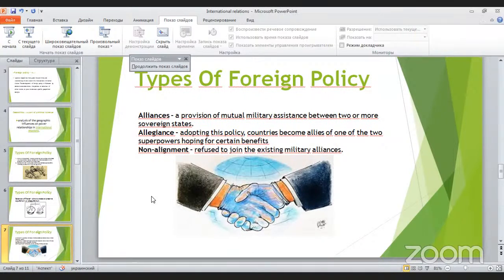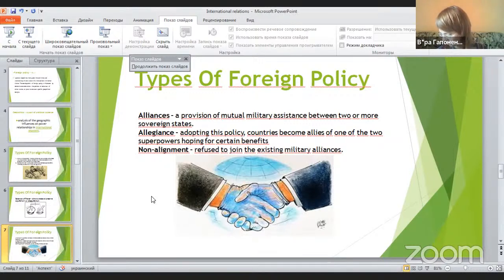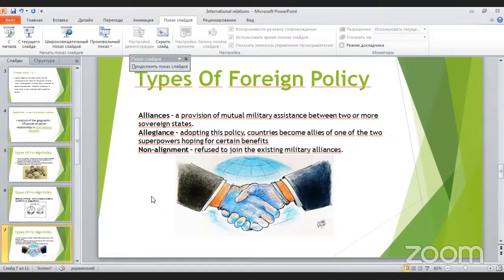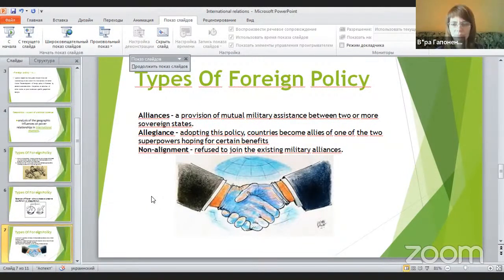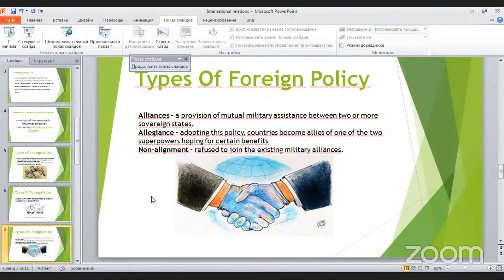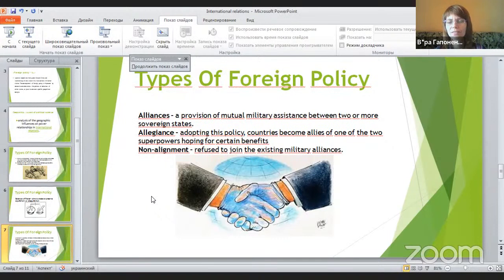Vladislav. Yes, please. I think it's because these two countries today have an alliance, but if the situation changes, they can forget the agreements and make something with some other countries. Any other ideas? No ideas. I think that Vladislav is right.